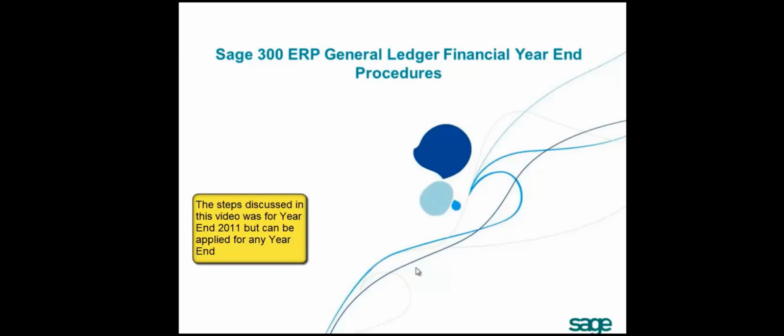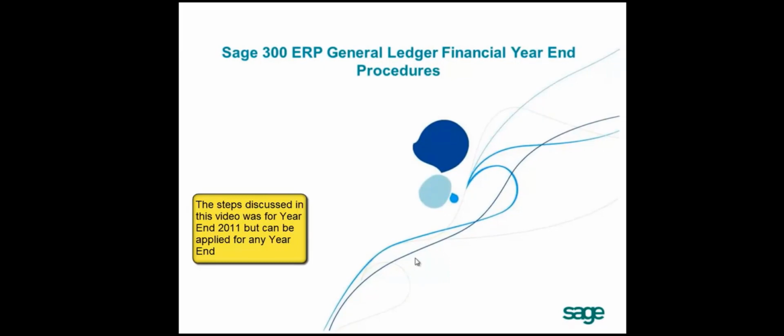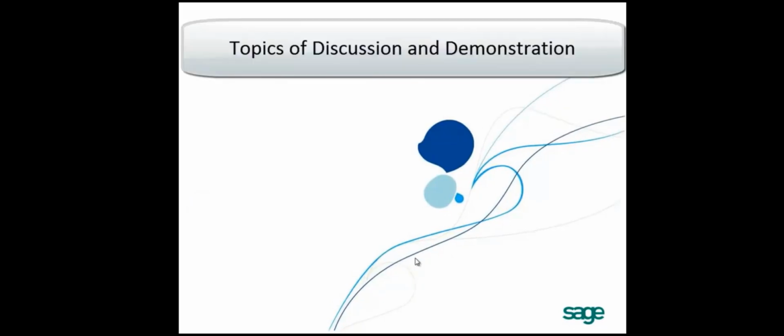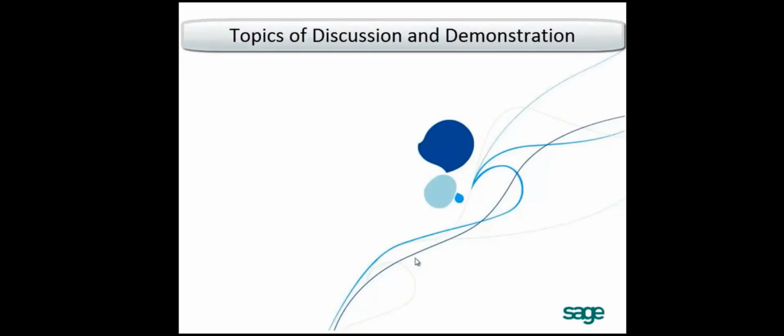Today we'll be discussing how to successfully complete a General Ledger year-end. At the end of a year, you must close the income and expense accounts for the old year and open them for the next fiscal year. To maintain clear and complete accounting records, here are procedures that I will demonstrate today.